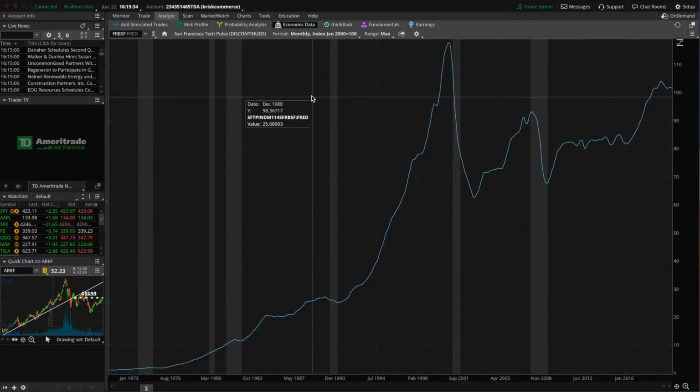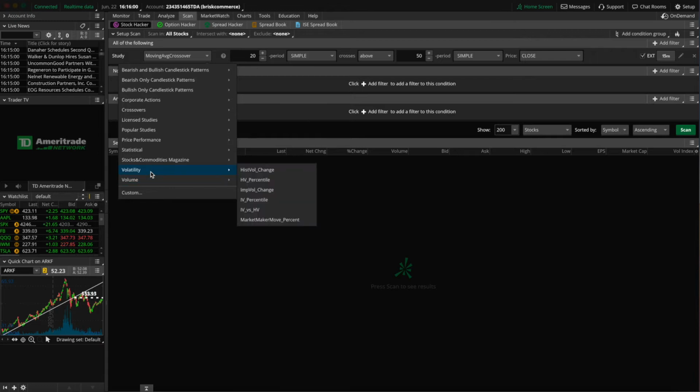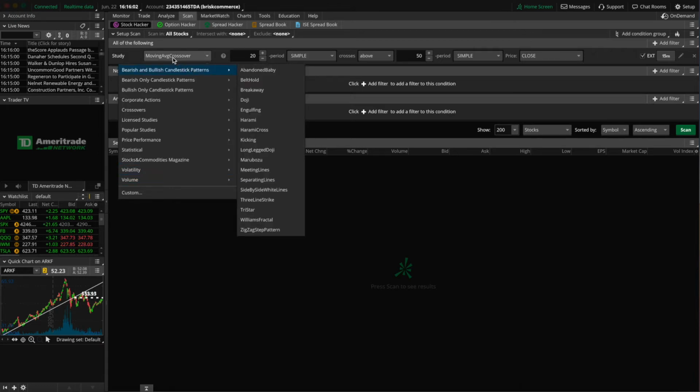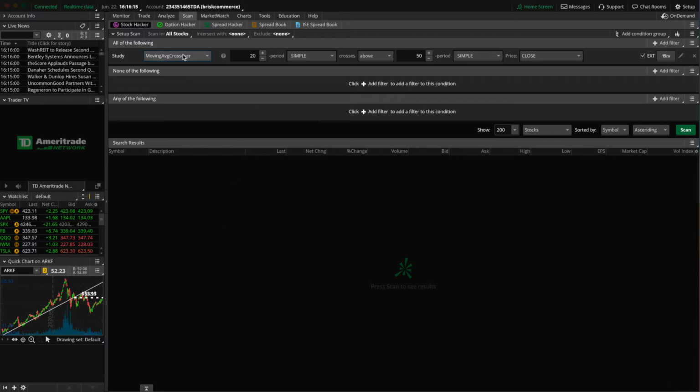You can even look at some economic data based on your publicly traded equity. Now, this scan feature is something that I use quite a bit, and I'll be going more in depth about this in a future video. But essentially what you can do is use a study, any study. You can use a volatility study. What I like to see is moving average crossovers, and that's something that you'll find within your crossovers tab over here.